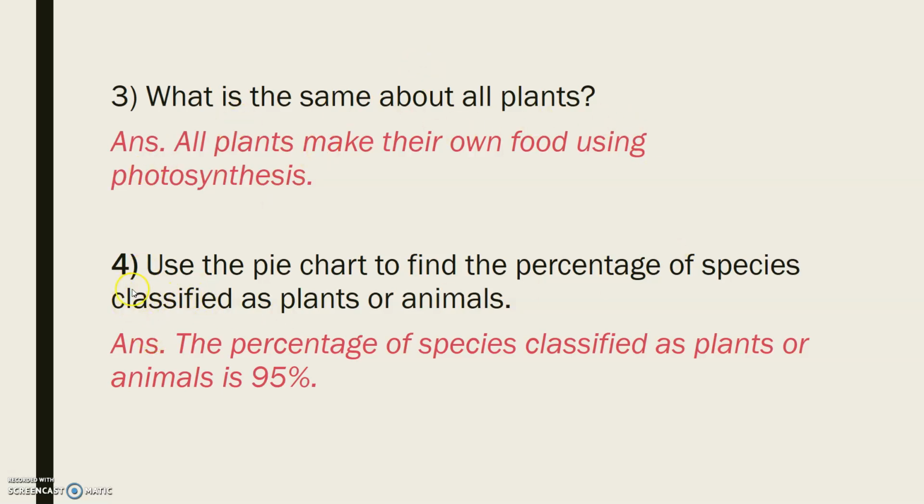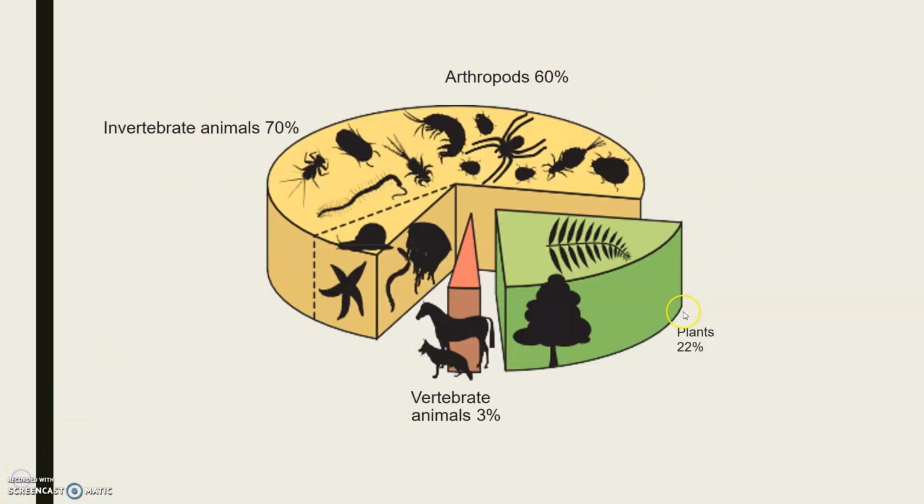Okay. Fourth question: use the pie chart to find the percentage of species classified as plants or animals. So this is the pie chart. From this, what was the question? You have to find the percentage of species classified as animals or plants, right? So how many invertebrate animals are there? 70%. Don't consider this; arthropods or insects belong to the invertebrates. Okay, so don't consider this one. So what is the percentage of invertebrate animals? 70%.